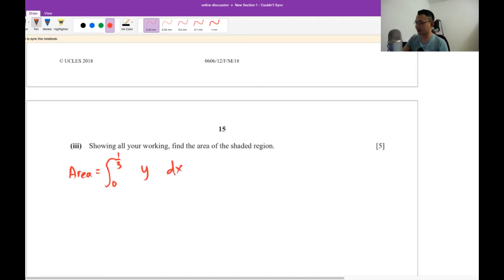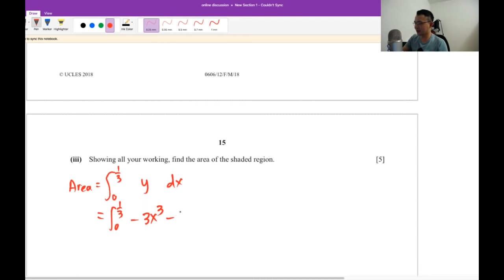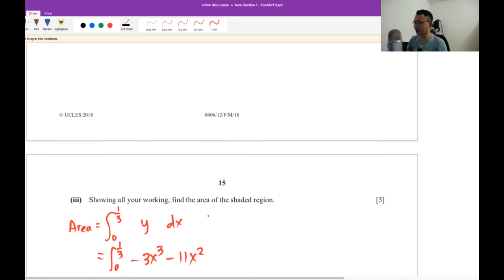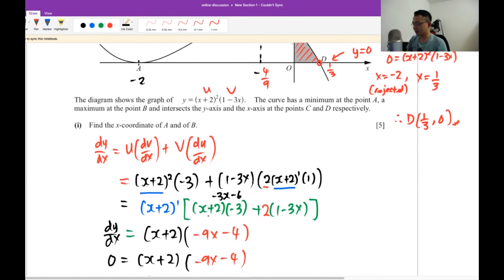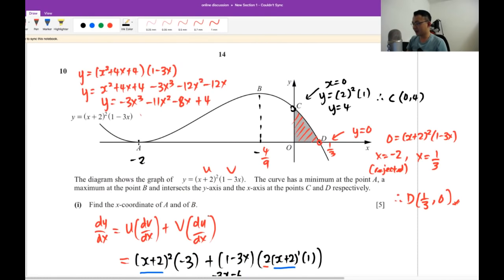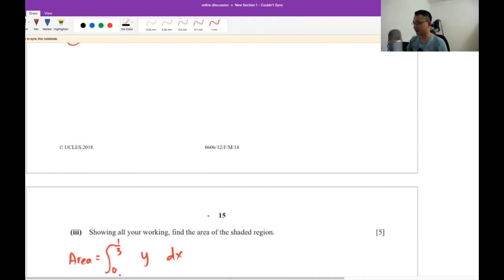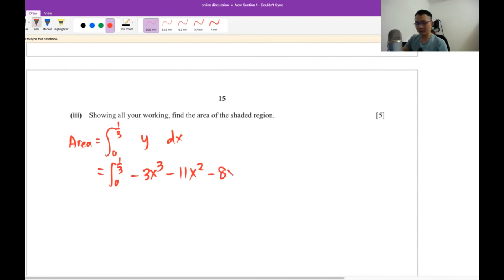And then dx. And I just got my y just now, right? It's negative 3x cubed minus 11x squared minus 8x plus 4. Then I will just integrate it. But I hope my equation is correct, so let me double confirm my equation here.